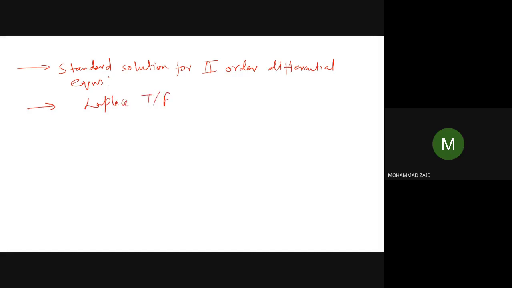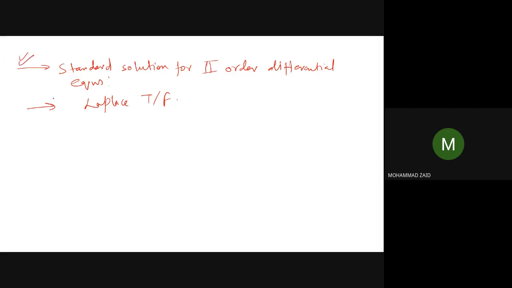One is the standard solutions for second order differential equation, which you have already, I am sure, gone through in your mathematics classes, in your first year classes. This is one of the approaches. The second approach is to use the Laplace transform. The Laplace transform you will go through in your signals course in unit 3. So I am using the first approach.